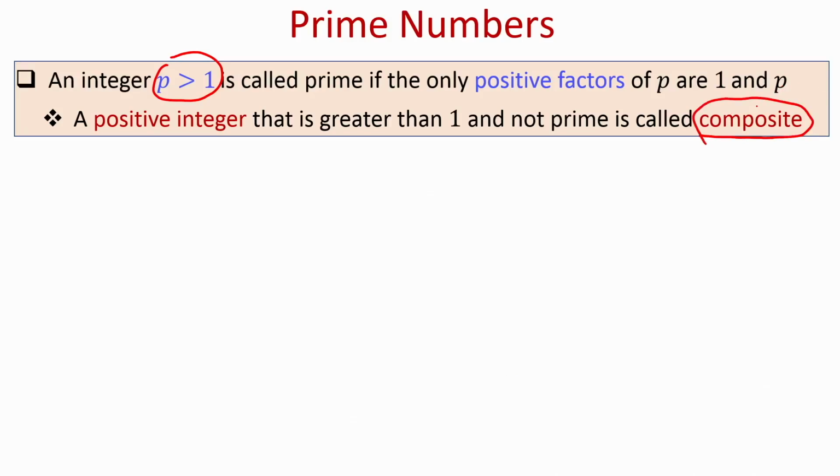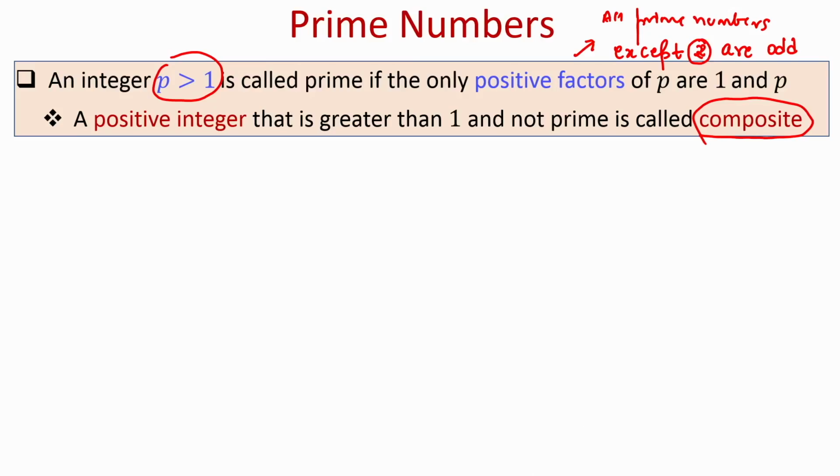It is easy to see that all prime numbers except 2 are odd, because if you consider an even number, 2 is always a factor of that even number. But 2 is a prime number, because the only factors of 2 are 1 and the number 2 itself.